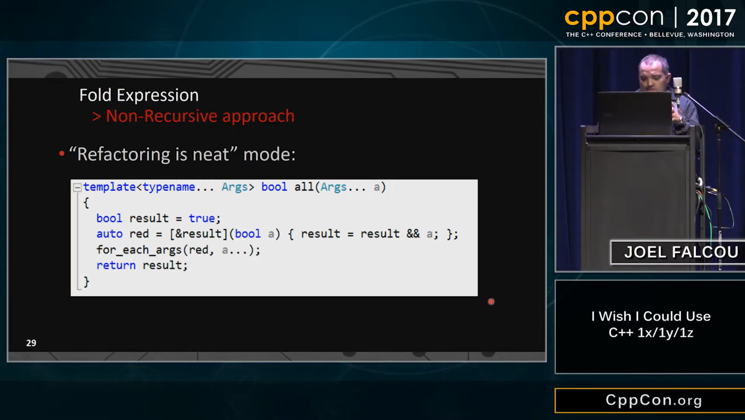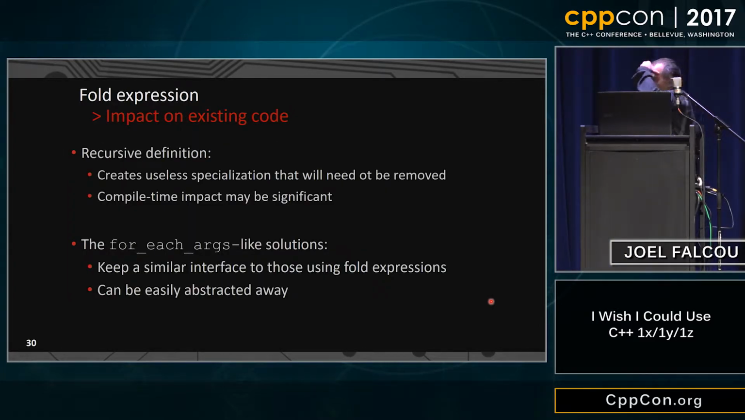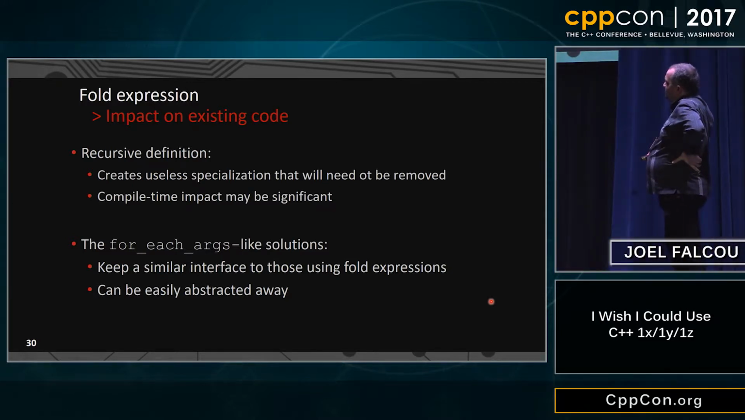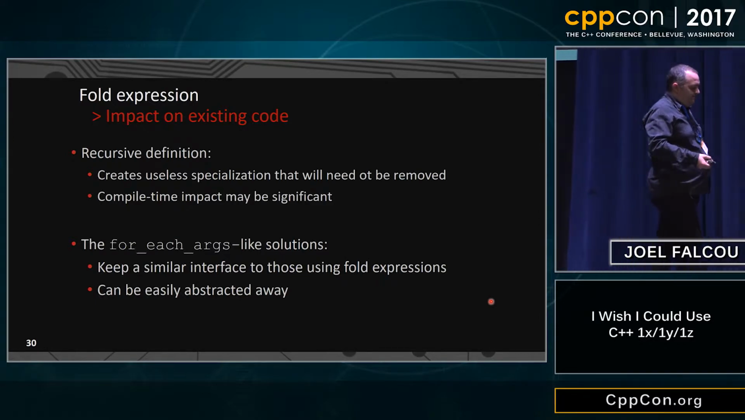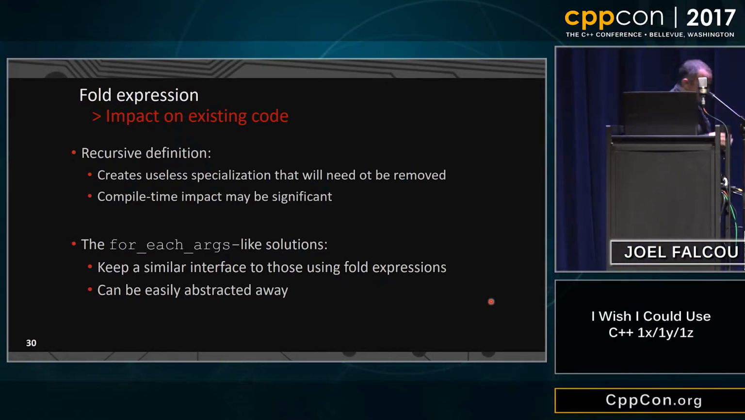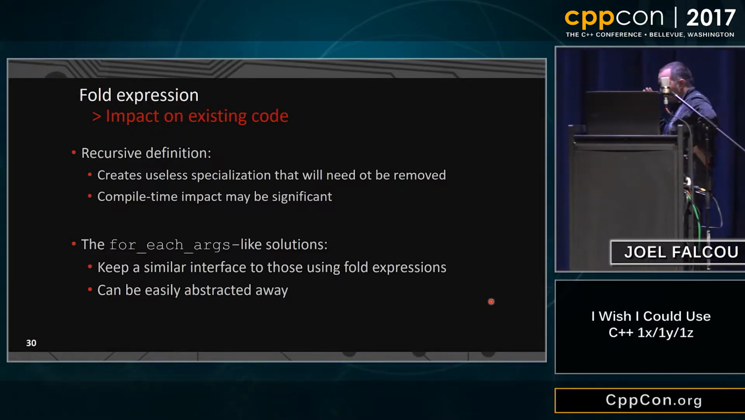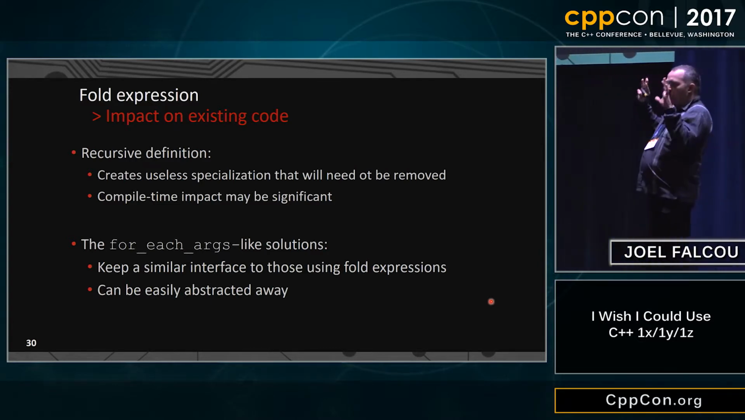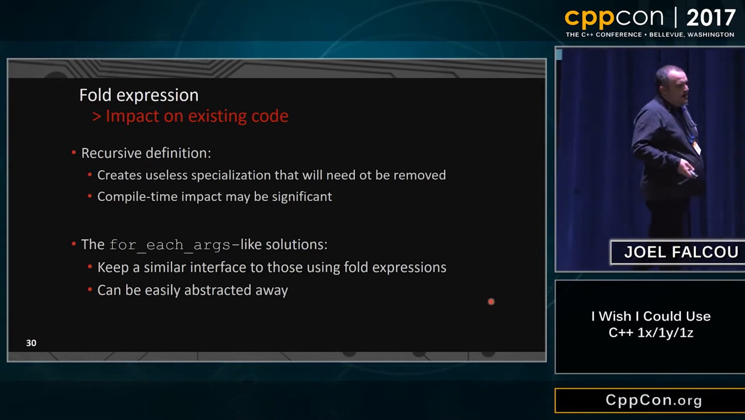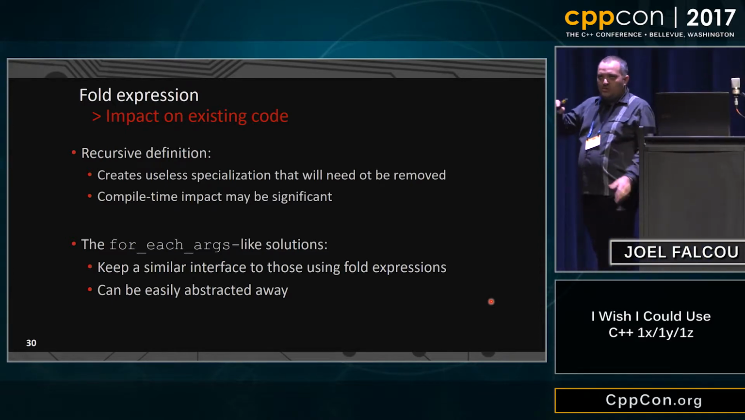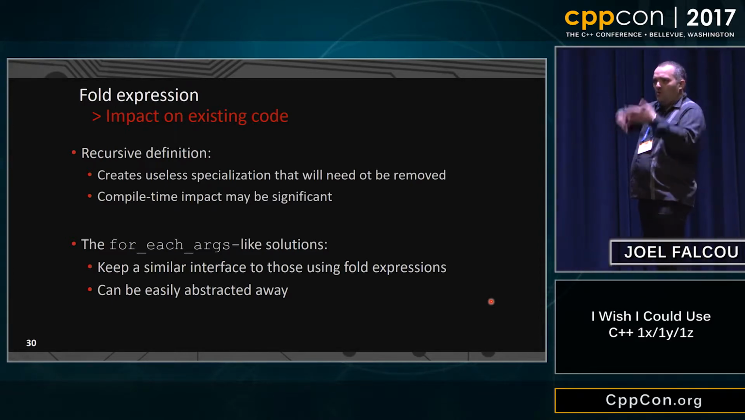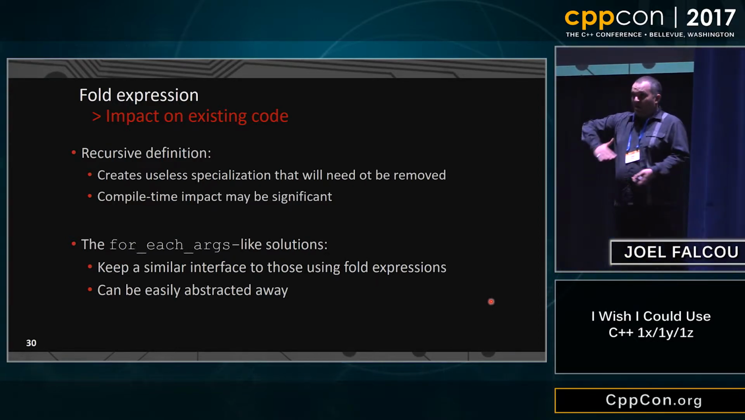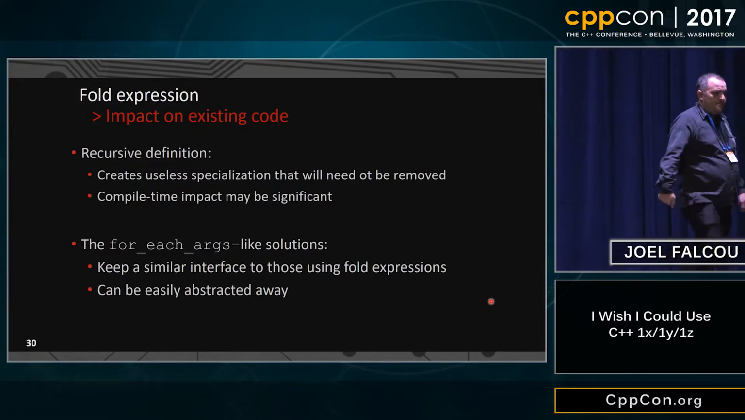So what's the impact on the code? The recursive definition will create a preposterous amount of function specializations you don't really want to see, and the compile time may be a problem. For the for_each_arg, that's actually far easier because you can keep the exact same interface for this function. You will have one function with no crooked specialization. And you can actually abstract away this notion of just repeating something over all the elements of a pack of things, which is actually far better because we can now build things on top of this abstraction.